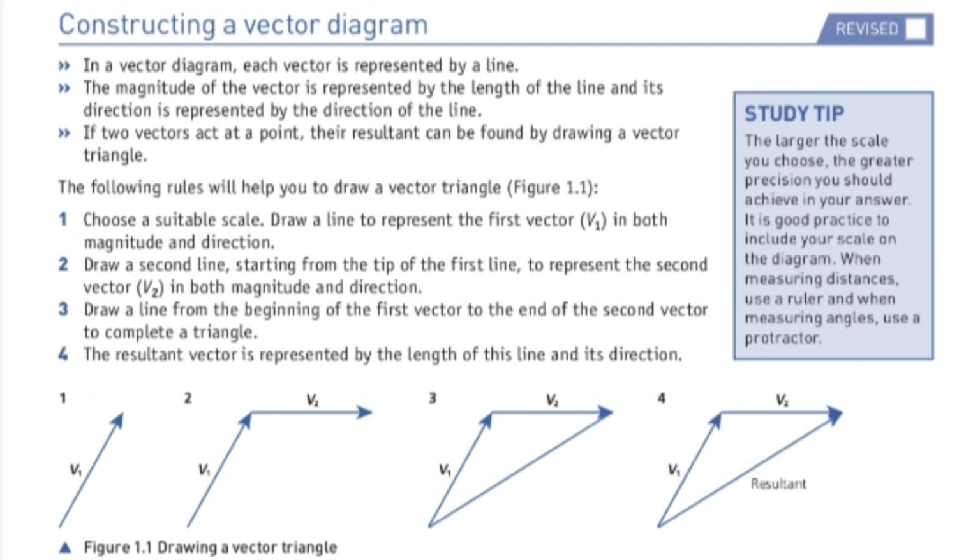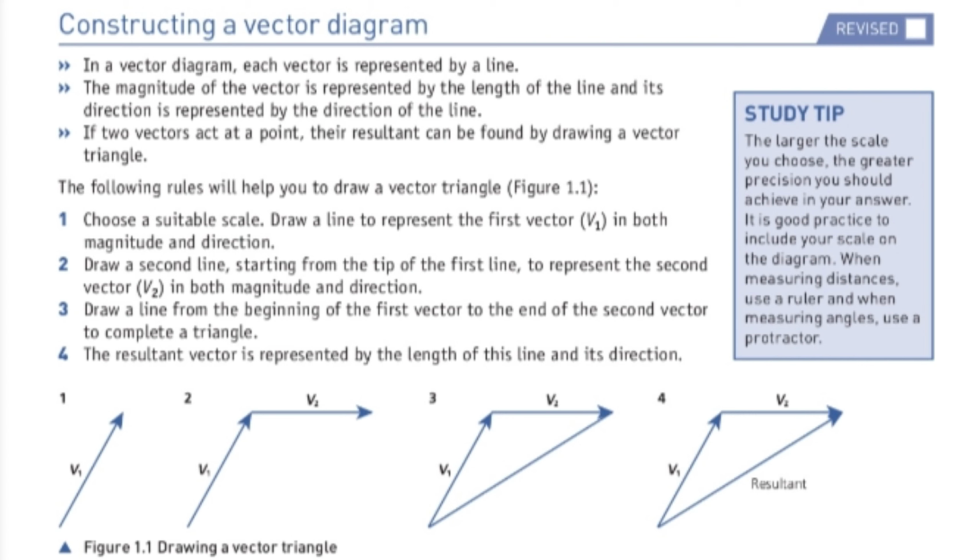Constructing a vector diagram. In a vector diagram, each vector is represented by a line. The magnitude of the vector is represented by the length of the line, and its direction is represented by the direction of the line. If there are two vectors at a point, their resultant can be found by drawing a vector triangle. The following rules will help you to draw a vector triangle. Figure 1.1.